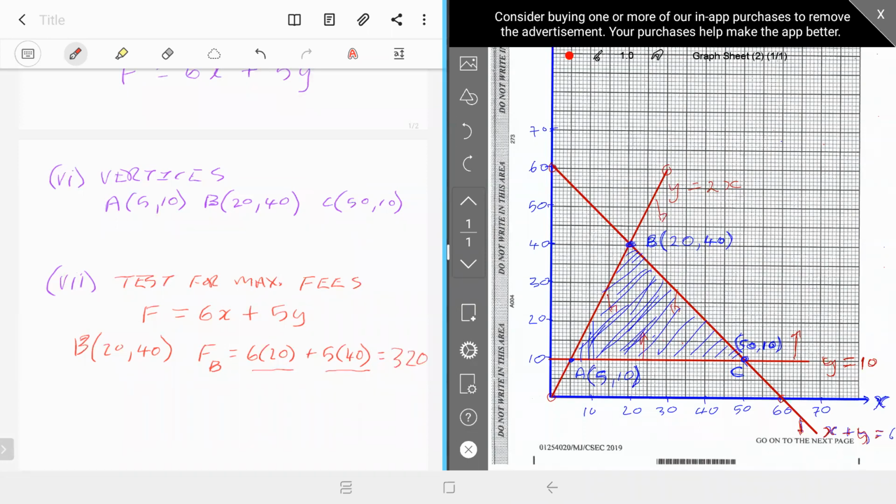320 will be my fees at B. All right, then I'm going to test my C next. C is (50, 10). My fees at C would be 6 times the 50 plus 5 times the 10. So basically putting the x and y values in the formula now.